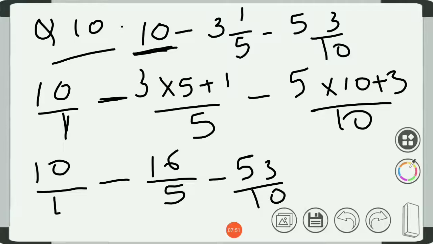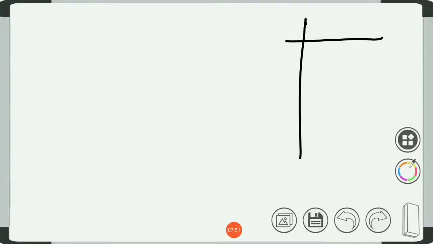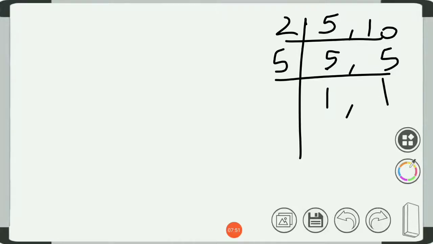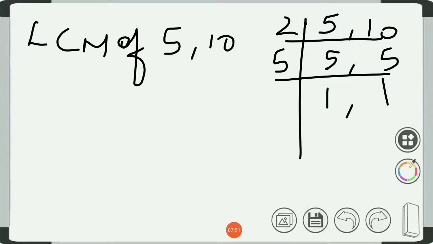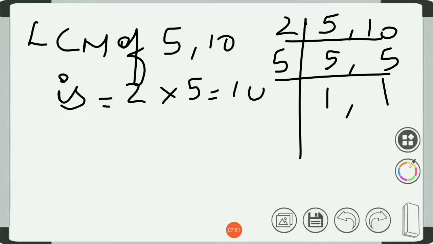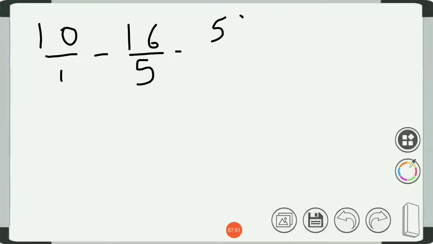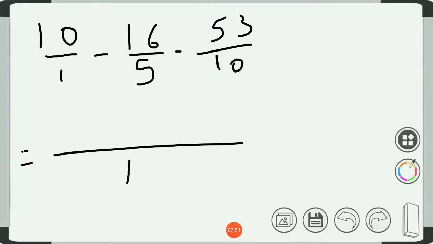Now we have three fractions. We have to take the LCM of 5 and 10. Let's start with the lowest number. 2 5s are 10. Then with the 5. 5 1s are 5. 5 1s are 5. So LCM of 5 and 10 is 2 into 5 equals 10. You got the LCM and you have 3 fractions, which is 10 upon 1 minus 16 upon 5 minus 53 upon 10. You put that LCM in the denominator's place and your LCM was 10.